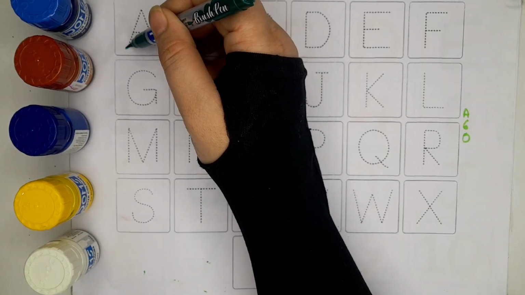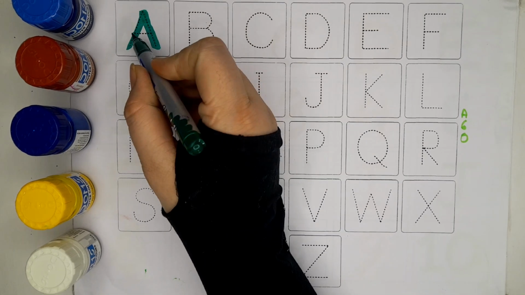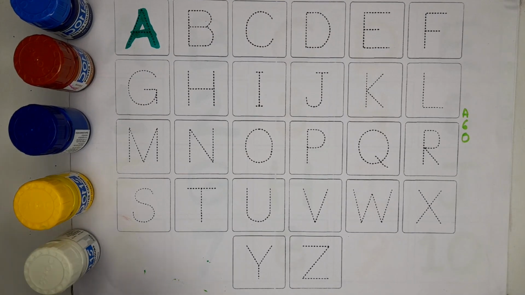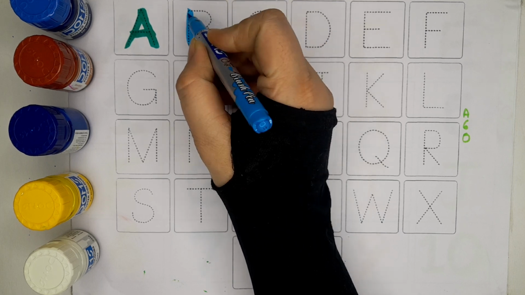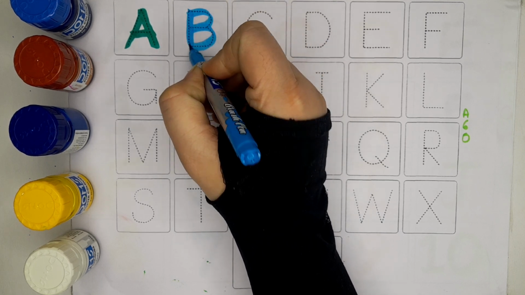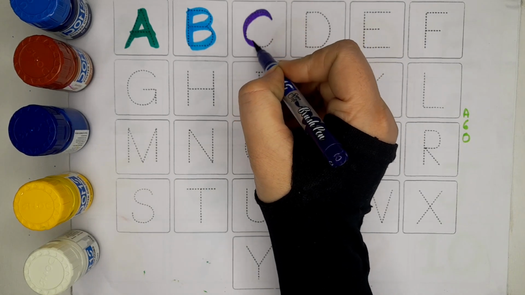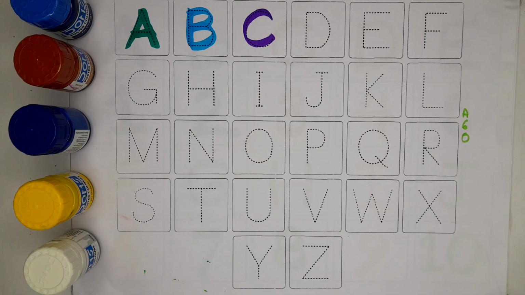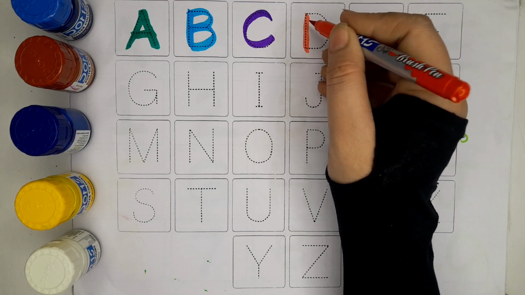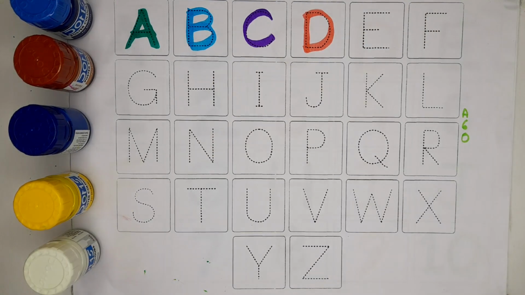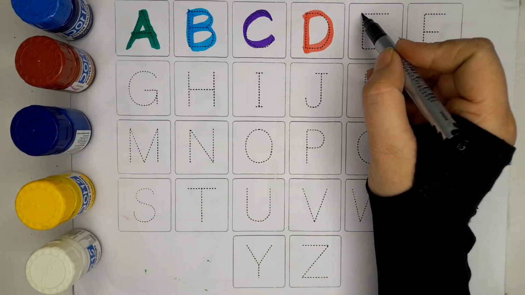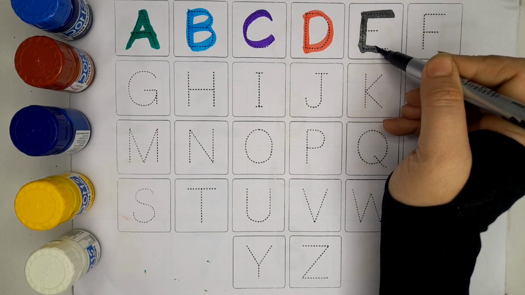Dark green color. A for apple. Sky blue color. B for ball. Blue color. C for cat. Red color. D for dog. Black color. E for elephant.